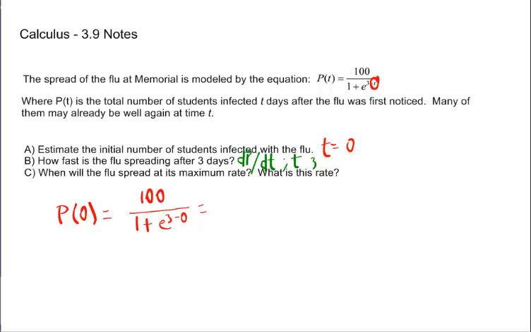My big beefy fingers. So when you punch this into your calculator, you're going to get 5. So here's A right here. There are 5 students infected on day 1. Okay. Day 2 then is derivative time.